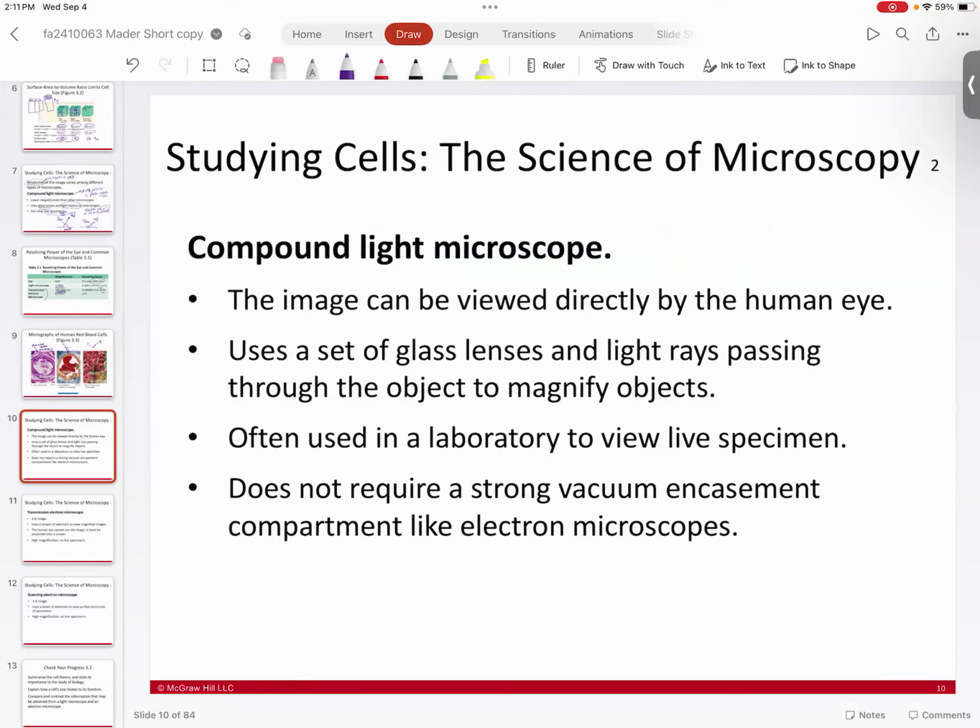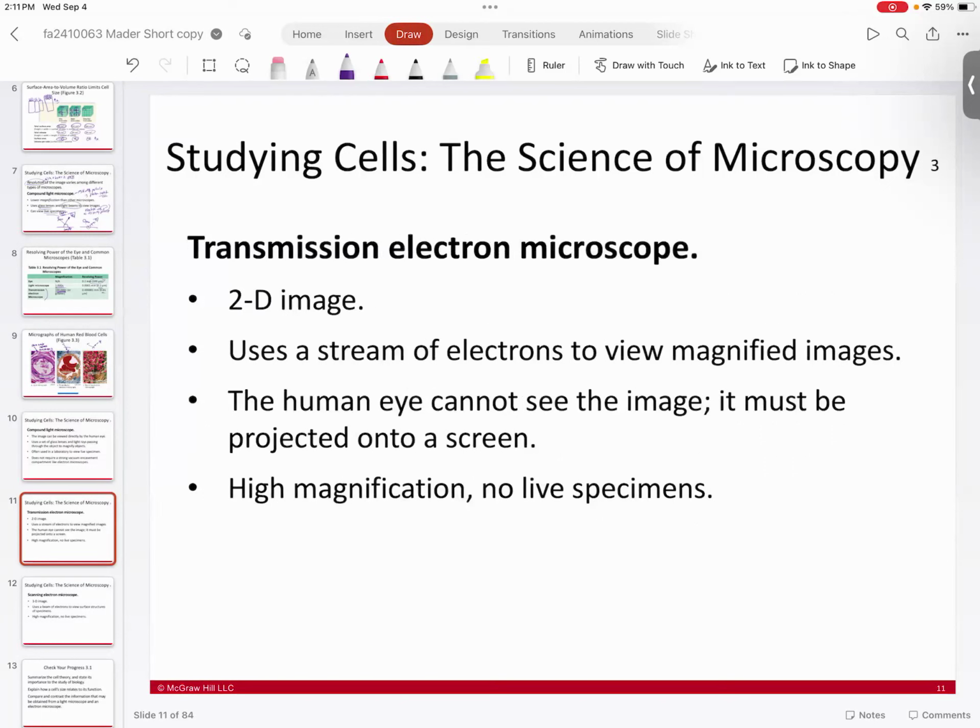So basically then, you use these lenses to magnify the image, and you get photons of light bouncing off of the image so that you can see it. And so the combination of the two go together. Your transmission electron microscope will make a two-dimensional image of that.